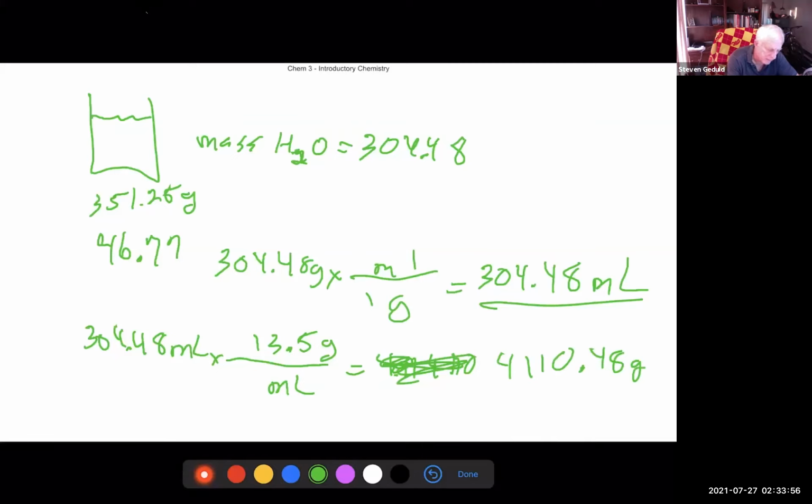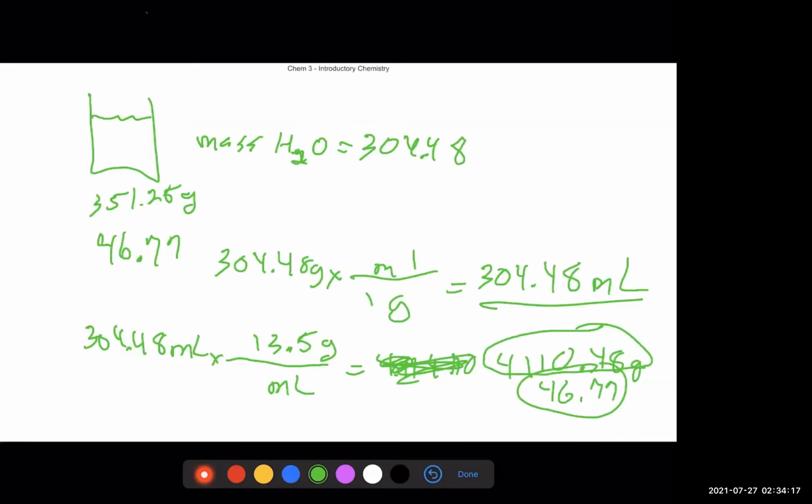And how much does the beaker weigh? The beaker weighs 46.77, right? So this is how much mercury weighs. This is how much the beaker weighs. And it's asking for the mass of the mercury and the beaker, the total combination, right? That's what it's asking for. Yeah, it's asking how much would the beaker and its contents weigh if it was completely filled with mercury.